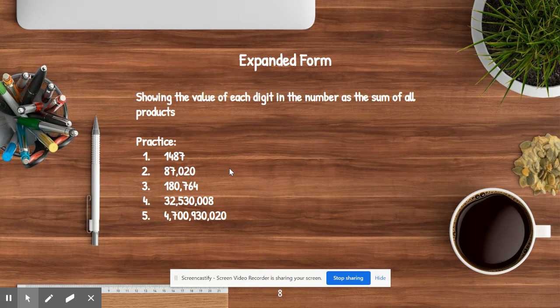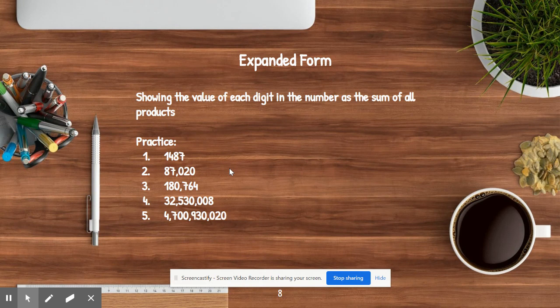So let's just play with 2 of them. If you can do these 2, then I believe you could do all 5. So I'm going to give you 1 minute, and I want you to complete number 1 and number 3. Go. In expanded form. Yep, that's what it says.